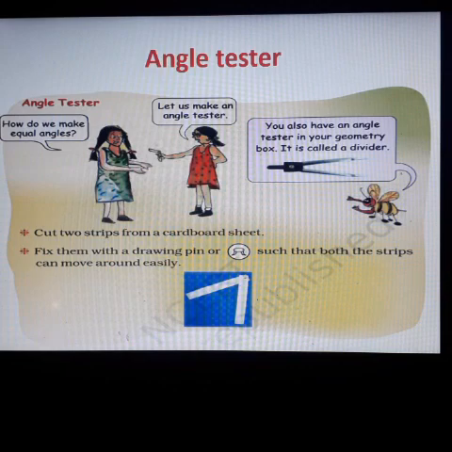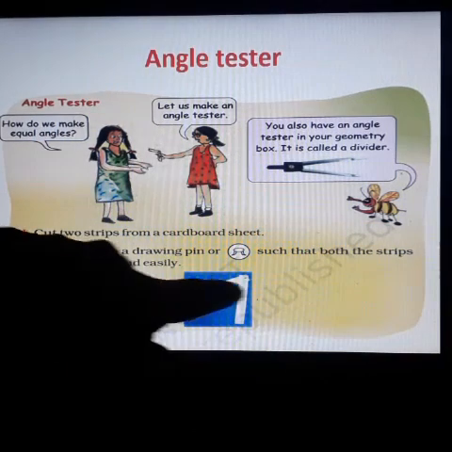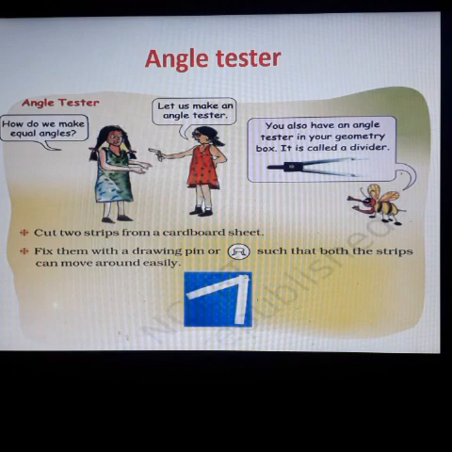Cut two strips from a cardboard sheet. Fix them with a drawing pin or such that both the strips can move around easily. You can see here the picture is also given. Now I will show you a video of an angle tester.